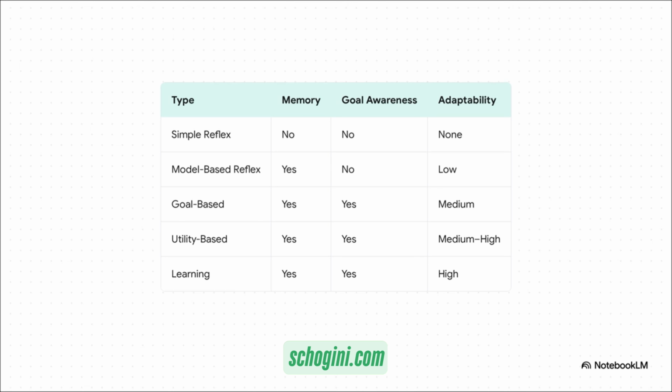This chart really lays out the whole evolution perfectly. You can see the pattern, right? We start on the first row with nothing. No memory, no goals, no adaptability. Then we add memory. With that in place, we can add goal awareness. And once the AI has goals, adaptability becomes possible, growing more and more sophisticated until we hit that highly adaptable learning agent at the top. Each step builds right on top of the last one.